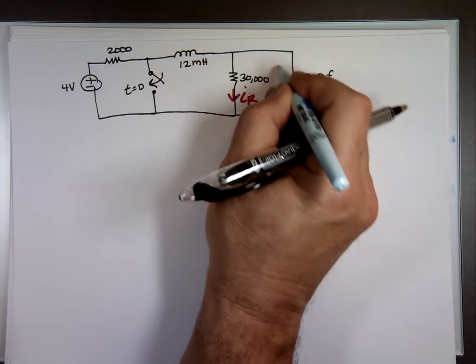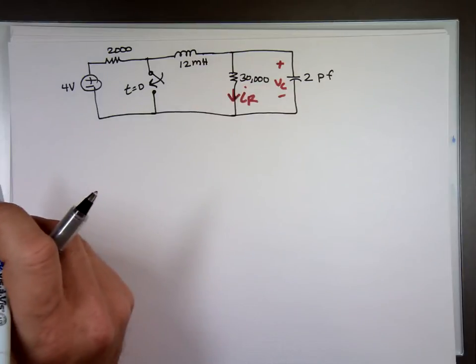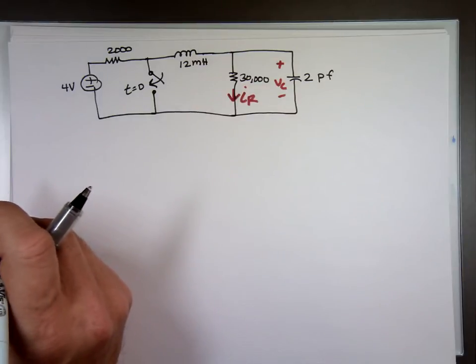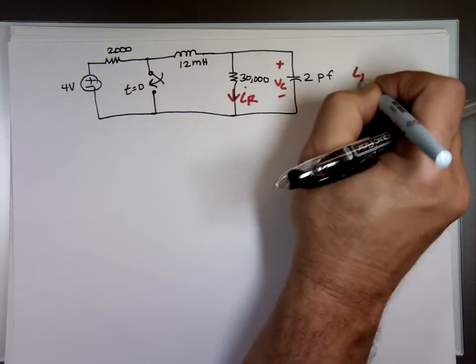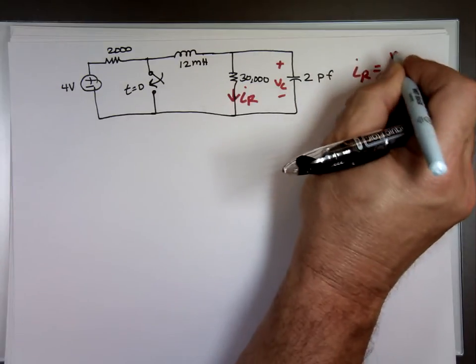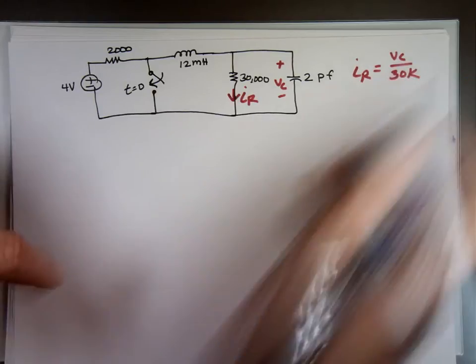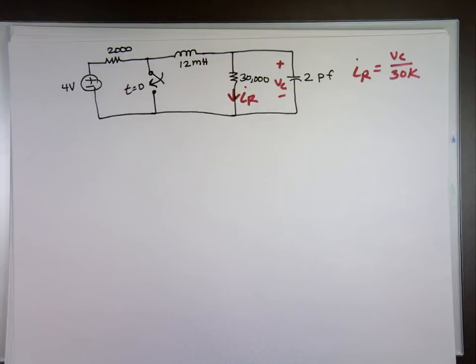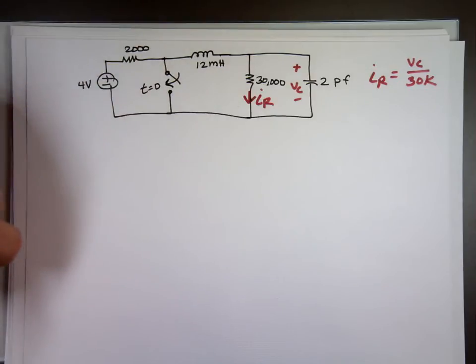Well, guess what? If I know what the voltage here is, can I tell you what the current is? They're in parallel. So I sub R is really VC divided by 30K. I'm always going to find either the voltage across the capacitor or the current through the inductor. And if I'm looking for something else, I can always solve for it.